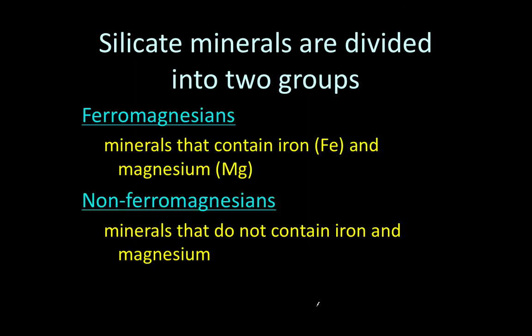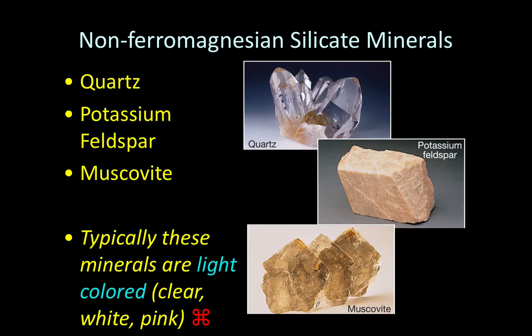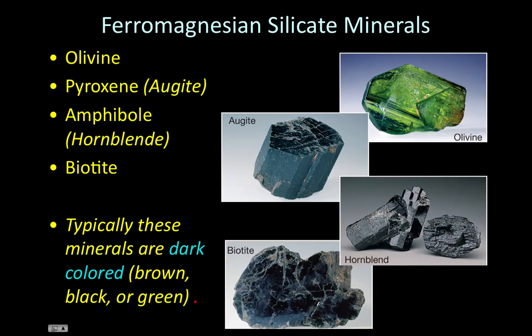Now, ferromagnesians and non-ferromagnesians can be distinguished from one another. The ferromagnesian silicate minerals are olivine, pyroxene, amphibole, and biotite. These minerals are typically dark in color, like you see in the picture. Olivine is this green color, and green in earth science is considered to be dark. We have black augite, black hornblende, and biotite, which is also black and can be brown sometimes if you have a thin sheet.